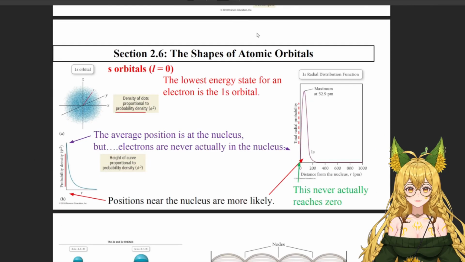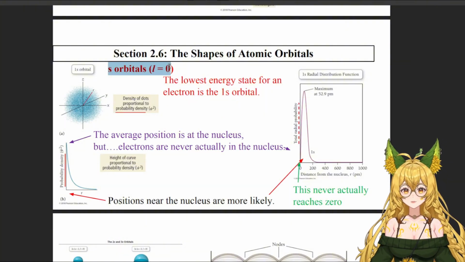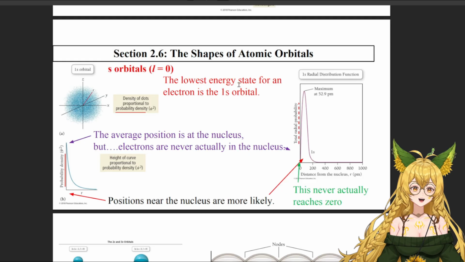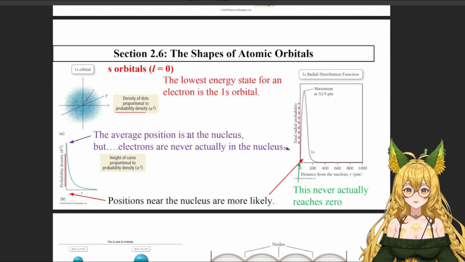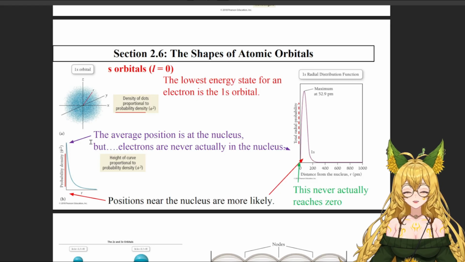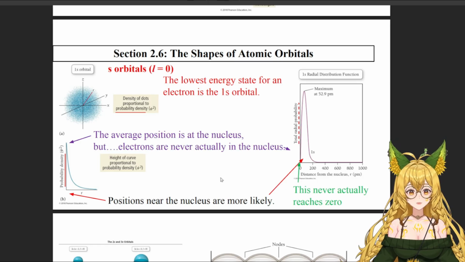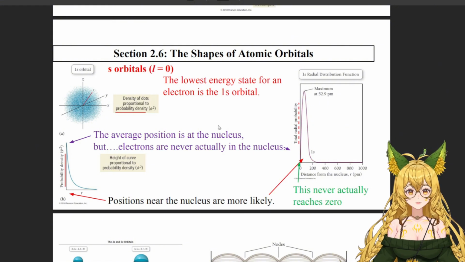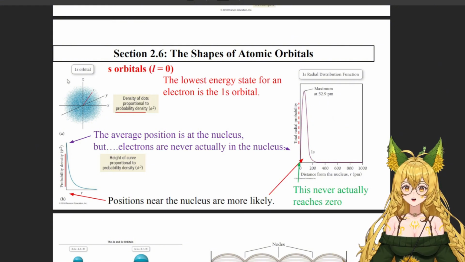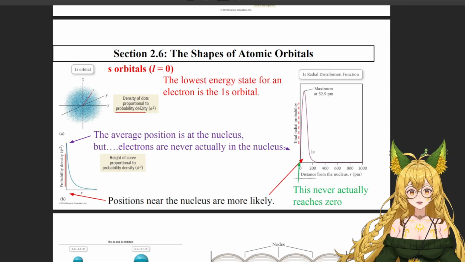Next, we are going to go deeper into the shapes of atomic orbitals. I said we would come back here, and we are here now. So s orbitals, or l equals 0, it is the lowest energy state for an electron. It is the 1s orbital. That's important to note. The average position is at the nucleus, but electrons are never actually in the nucleus, right? Positions near the nucleus are likely, but this little chart here, they never actually reach 0. So for a 1s orbital, it's going to be spherical. We can look at it, and all the electrons are going to be in this little area here.